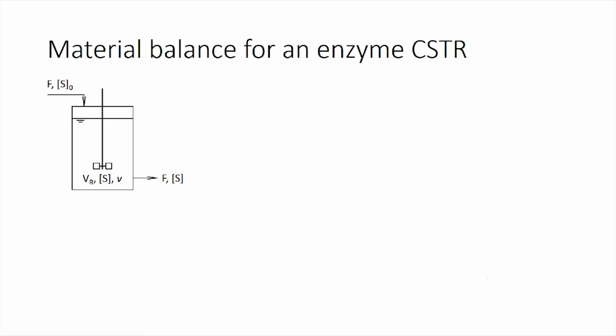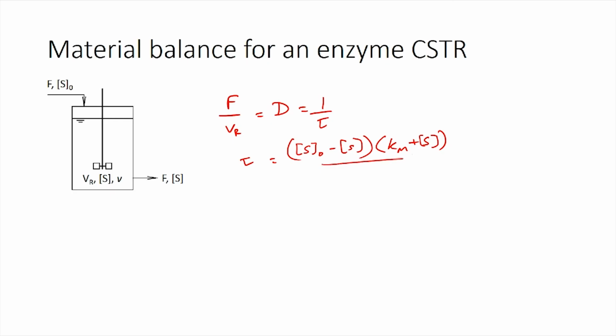So, now we have the definition for F by Vr as the dilution rate. This is a term which is usually used for understanding and designing reactors. This dilution rate is equal to 1 by tau, which is the residence time inside the reactor. So, we can calculate residence time tau as S0 minus S times Km plus S, divided by Vm times S.